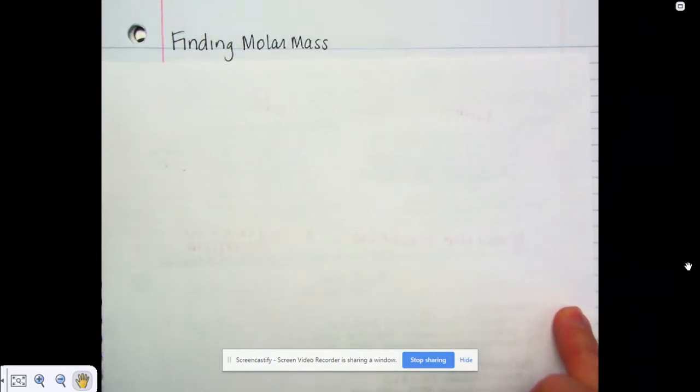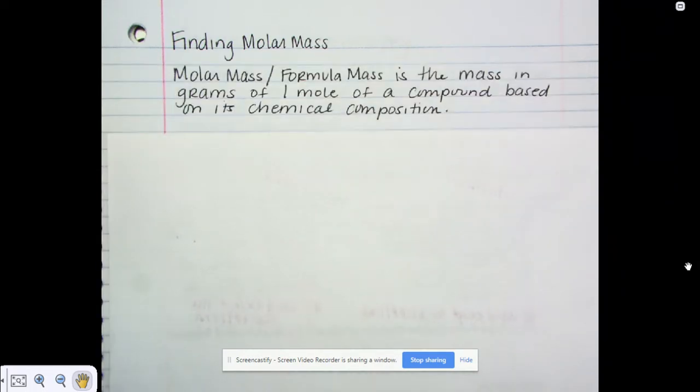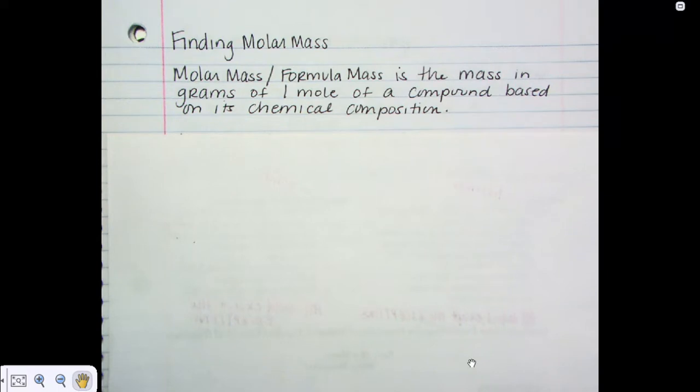Okay, so in this video, we're going to talk about how to calculate molar mass and why it's important. Molar mass, or sometimes also called formula mass, is the mass in grams of 1 mole of a compound based on its chemical composition. If we look at the formula for a compound and add up the weights of each of the elements based on how many atoms of each there are, that's the mass. And this is the mass of 1 mole.